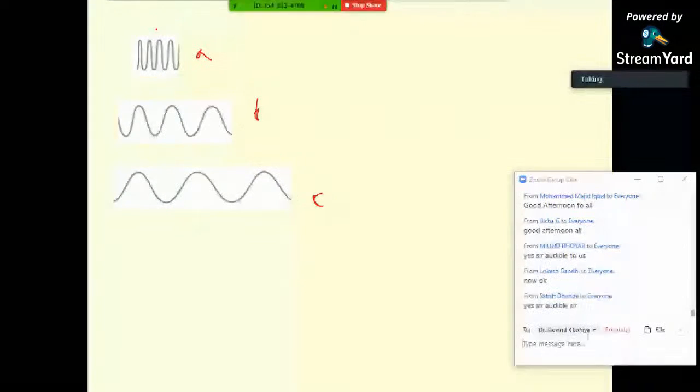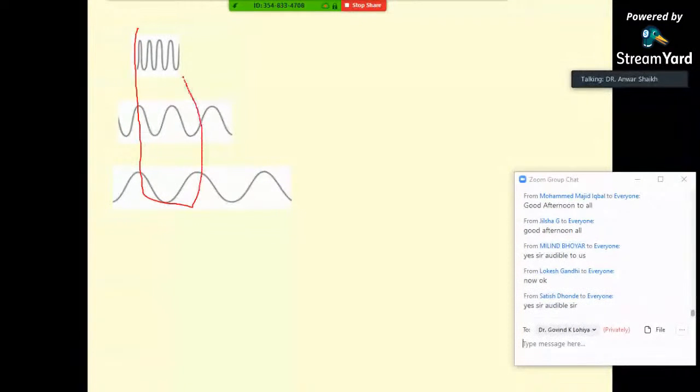So here there are the three waves, and if I pass them in the same area, let me know which wave will be passing with the more number, number 1, number 2, or number 3. Can you type in the chat box which wave will be crossing with the more number, the first wave, second wave, or the third wave?